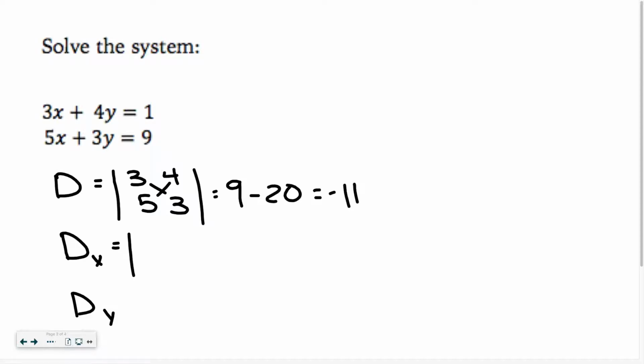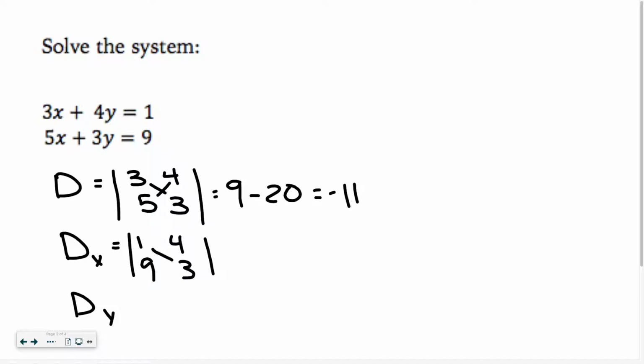And what I'm going to do for those determinants is if I'm solving for x, this 3 and 5, we're going to replace with the constants 1 and 9. So this column changes. The x column is now 1, 9. But the y column stays the same. So it's 4, 3. So it is the coefficient matrix, but I've kicked out the x's and I put in the constants 1 and 9.